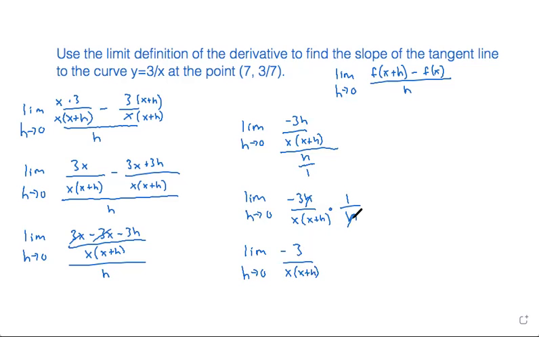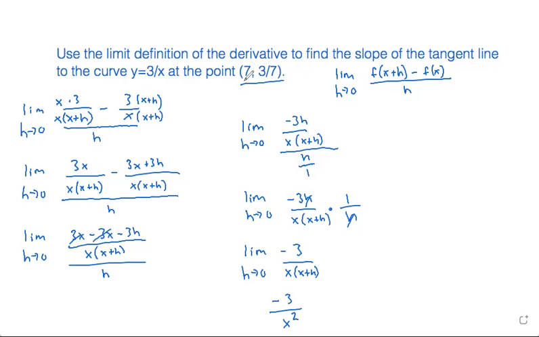Now that I have canceled out that factor of h in the denominator, I can plug in 0 for h, and it doesn't give me a division by 0. So I get negative 3 over x times x plus 0, or just x times x, which is x squared. Whoops, that's a square. Okay, so this is my derivative.